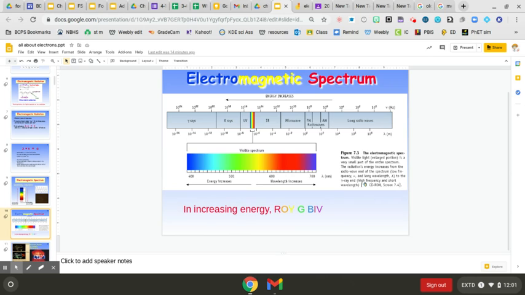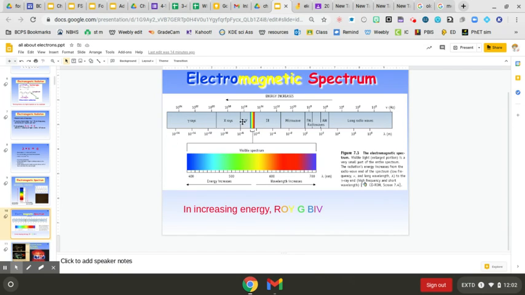Now, we only see the visible spectrum, us human beings, but other animals can see outside that, and some will see the ultraviolet spectrum of light, some will see the infrared spectrum of light. We talked about that in class with the bees and the pit vipers. But for us, all we see with our eyes is the standard Roy G. Biv.